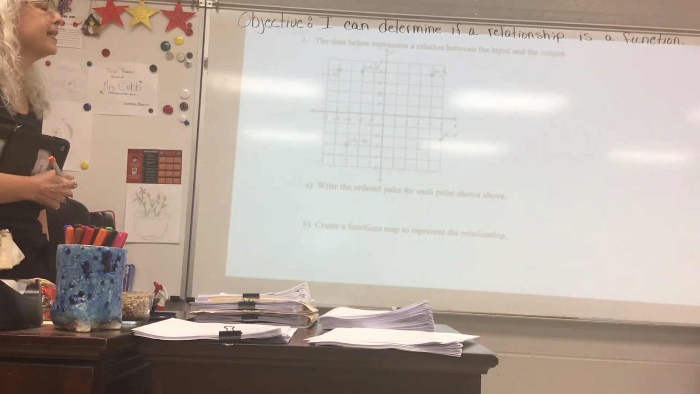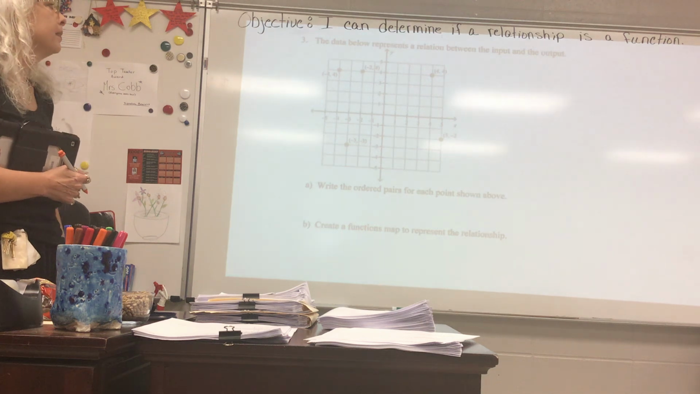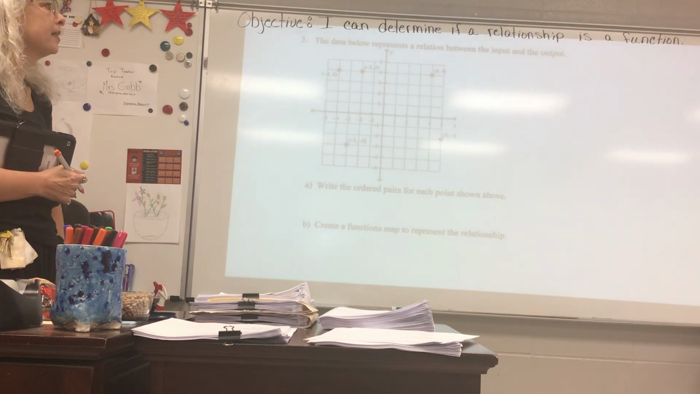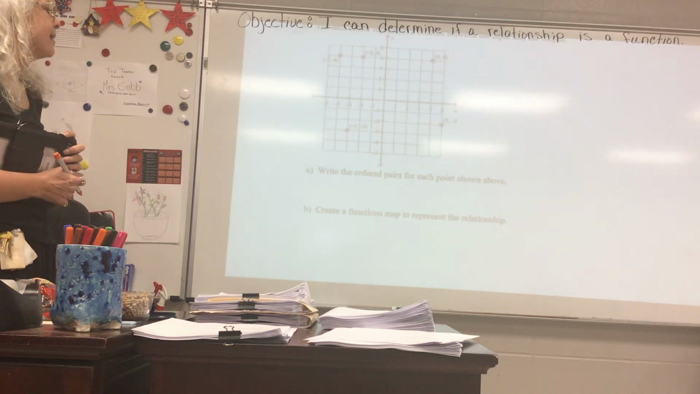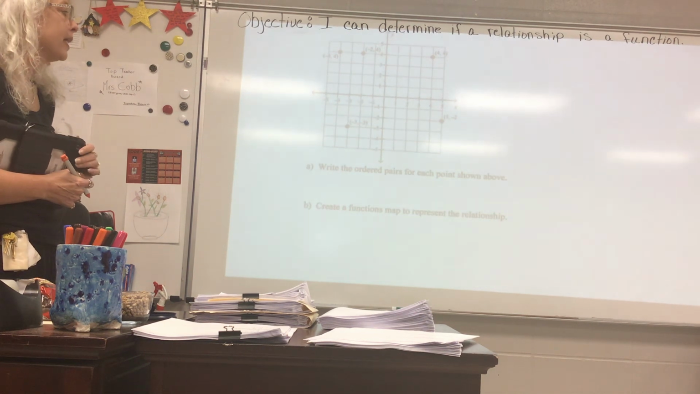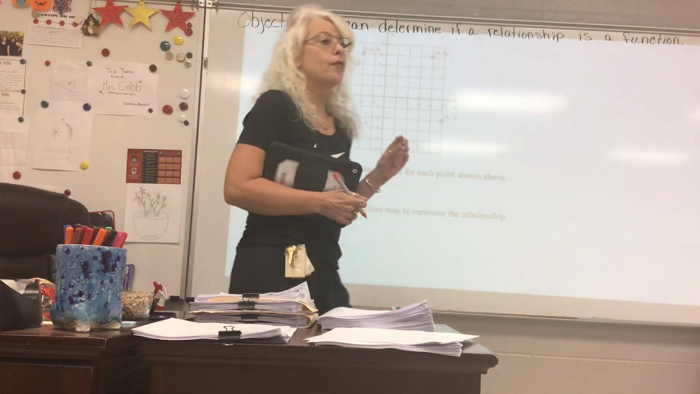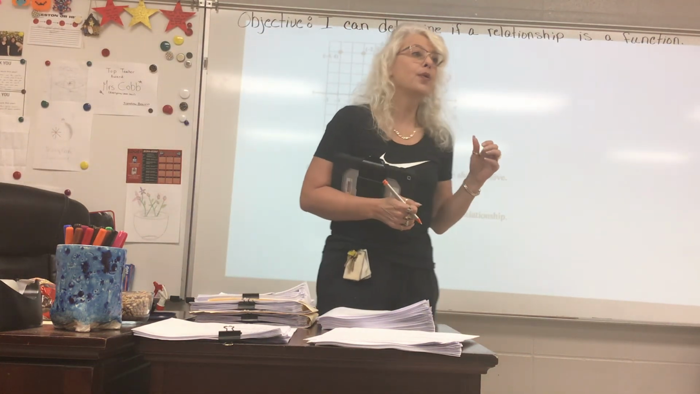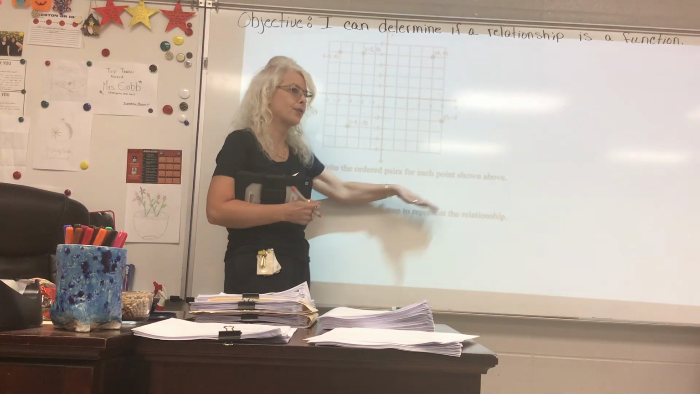Okay, so for identifying function graphs, number 3, the data below represents a relation between the input and output. Part A says write the ordered pairs for each input shown above. Guys, for your Savas assignment tomorrow, I'm showing you how you have to type in your ordered pairs.